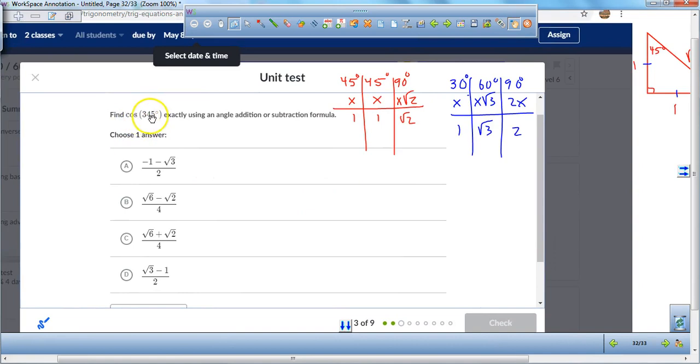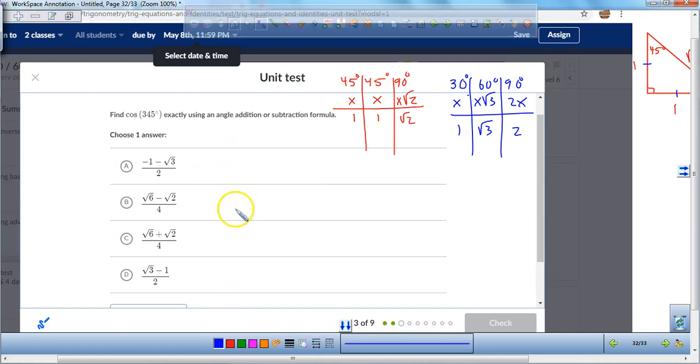So how in the world are we going to do cosine at 345 degrees? Well, there's a lot of ways to do this. But what I'm going to do is break this down into the cosine of 225 degrees plus 120 degrees. Because if you take 225 and 120, it adds up to 345. Is this the only way to do it? No, but it's the way that I'm going to do it.